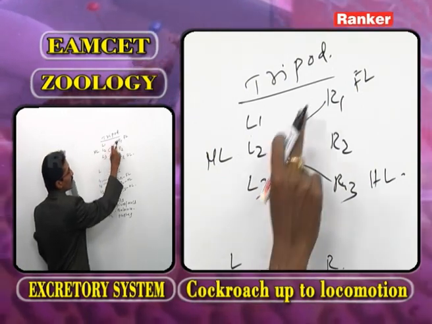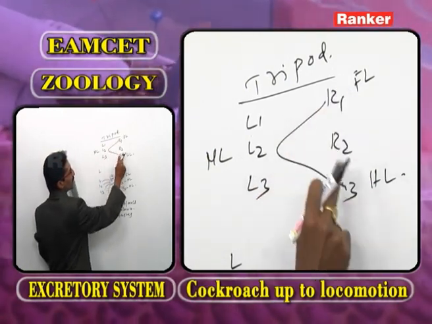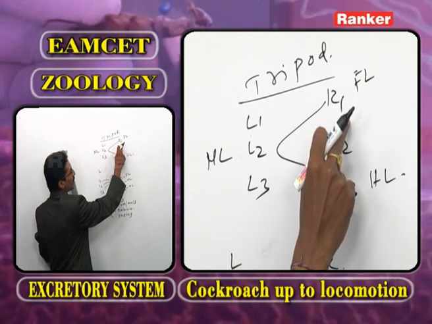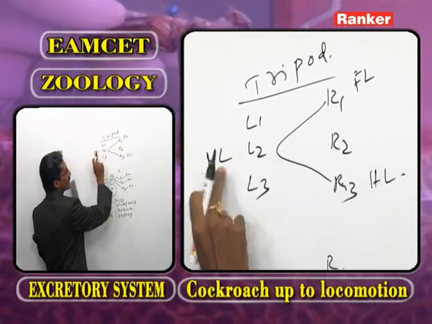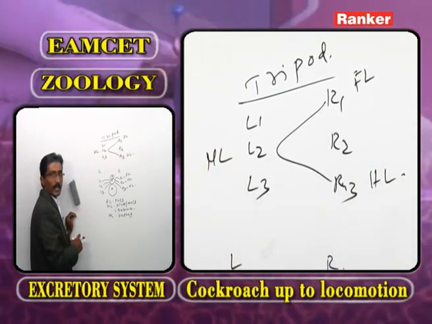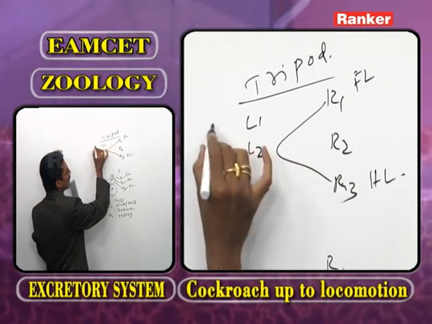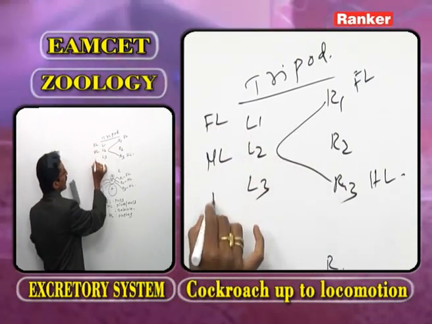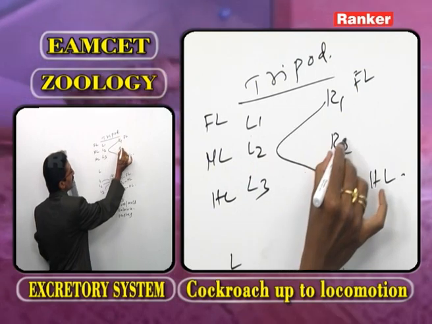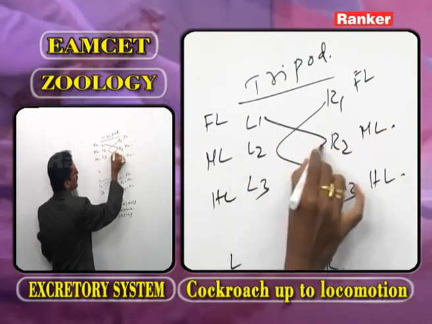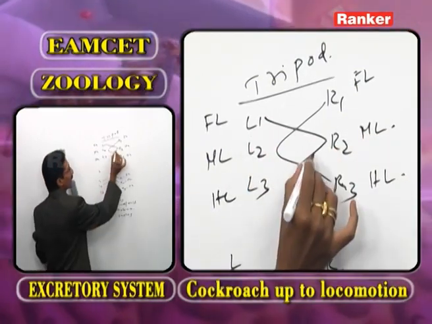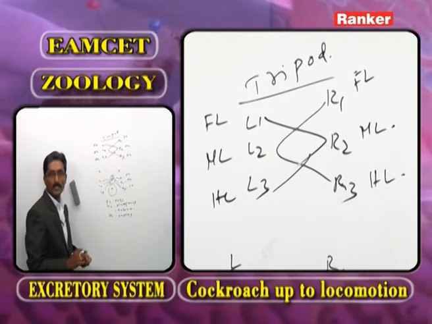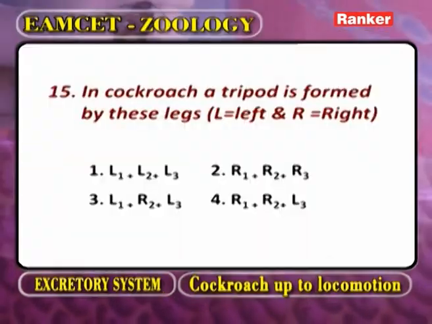In a tripod what are present? Fore leg, hind leg of one side, middle leg of the other side. This is one tripod. What is the other tripod? Fore leg, hind leg of this side and middle leg of the other side. This is another tripod. Now based on this information, what is the correct answer?